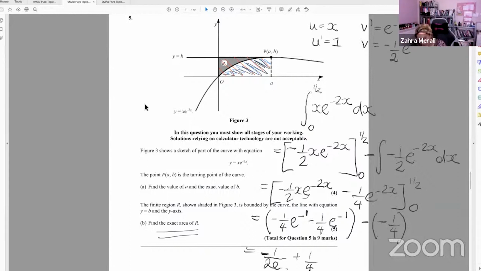Now the entire area is going to be your a times b. So remember, a was a half and b was 1 over 2e. So your exact area of your rectangle is going to be a half times 1 over 2e, which will essentially give you, times the top and times the bottom, 1 over 4e.